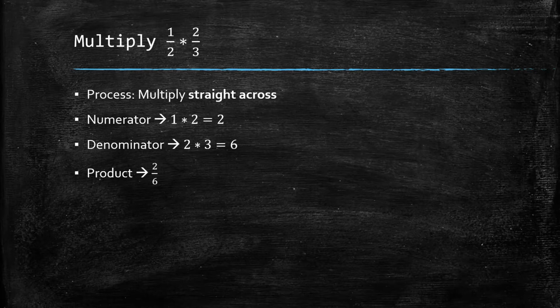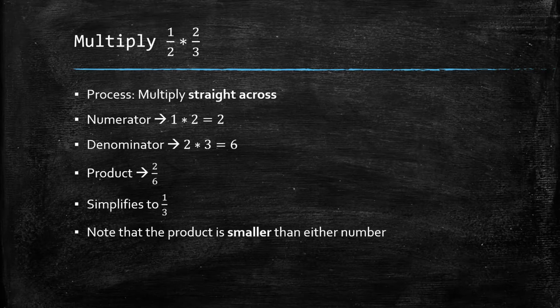But now we need to look out for our simplification, and we need to ask ourselves, what is the greatest common factor of 2 and 6? What is the biggest number that can be divided out of both of these numbers? And the answer to that is 2. So if we divide 2 by 2, we get 1, and if we divide 6 by 2, we get 3, so our new fraction is 1/3. And anytime we have a 1 in the numerator, then we know that our fraction is as simple as it can be, because the greatest common factor of 1 and any number is just 1.